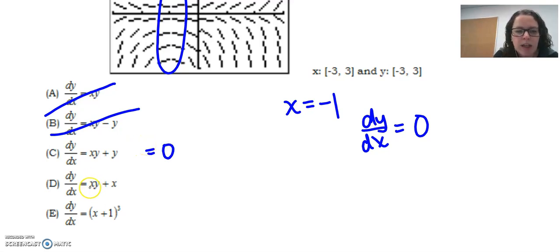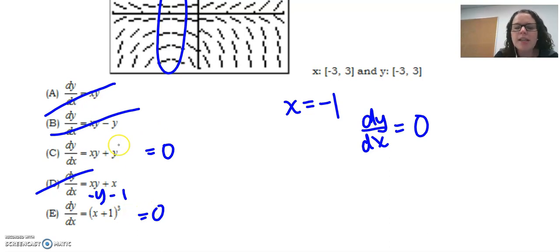This one, if I plug in negative 1 for x, I would get negative y minus 1. That's not guaranteed to be 0. And this one, if I plug in negative 1 for x, I get 0. Negative 1 plus 1 to the third is going to get me 0. So I've got these two going on.